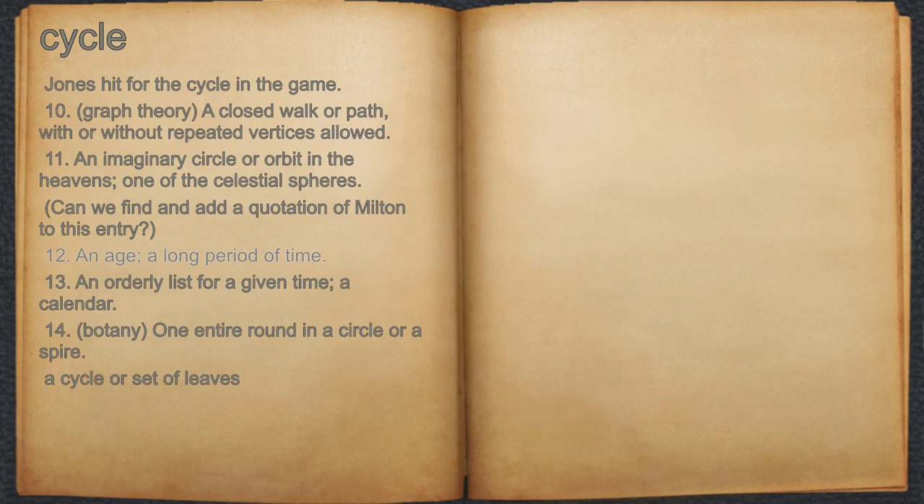12. An age, a long period of time. 13. An orderly list for a given time, a calendar. 14. Botany. One entire round in a circle or a spire. For example, a cycle or set of leaves.